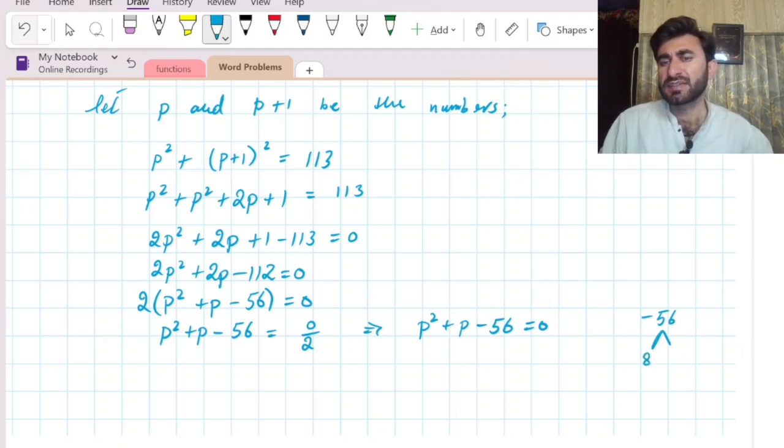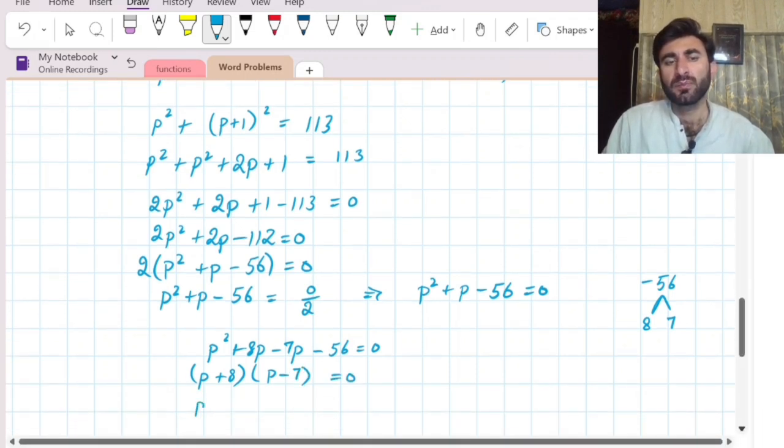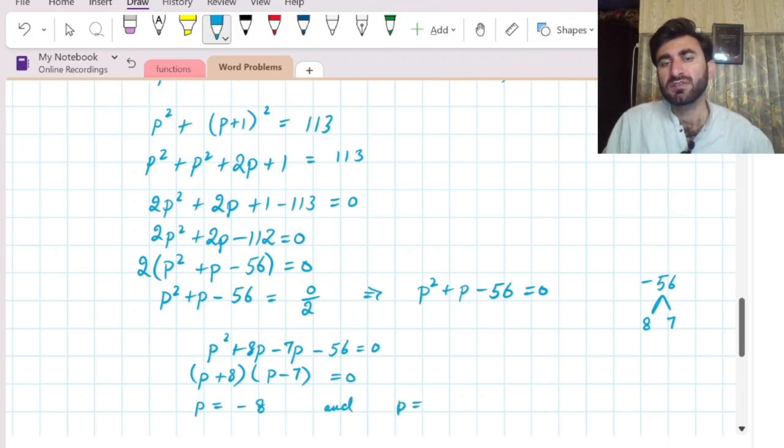It could be 8 and 7. Their product is 56 and their difference is definitely 1. So it will be p squared plus 8p minus 7p minus 56 equals 0. Now the factors will become, I'm taking it a step ahead, (p plus 8) times (p minus 7) equals 0, and it gives us p equals minus 8 and p equals positive 7.